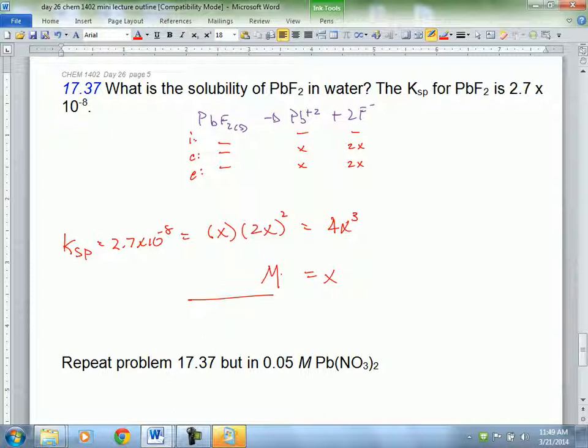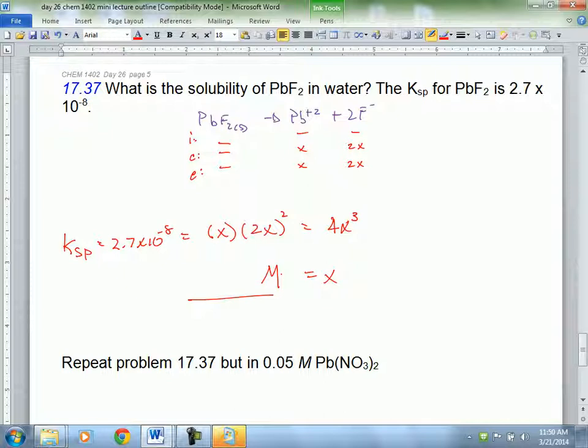And they didn't care about units, so I guess they'll leave it in big M. Okay, we're almost out of time, but you may not have finished this question. How does the ICE table change for the second part?